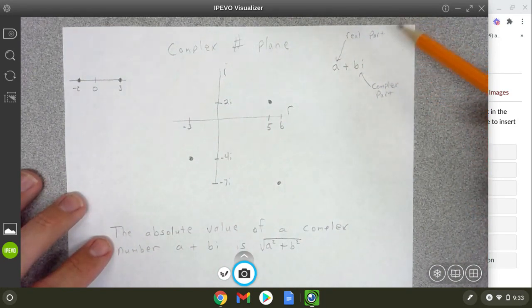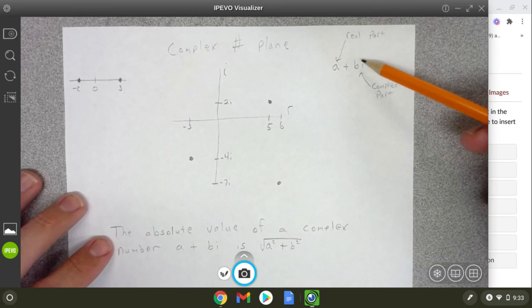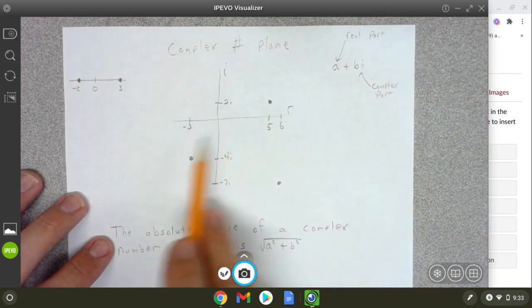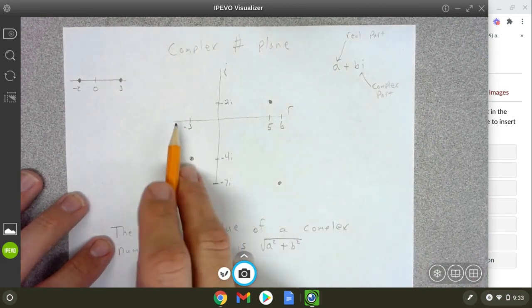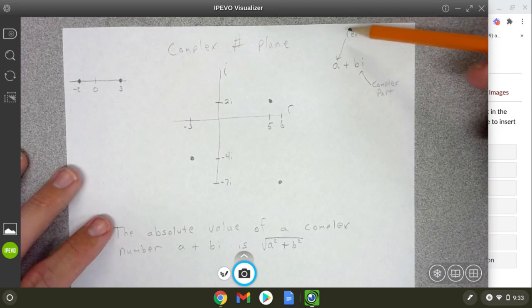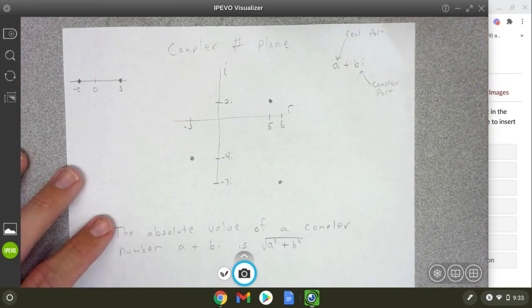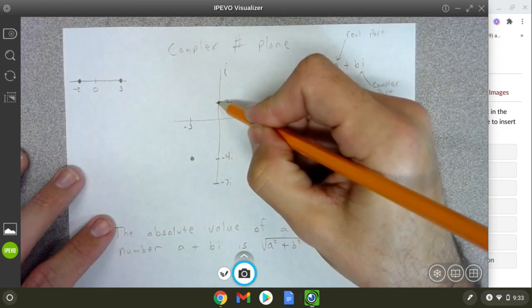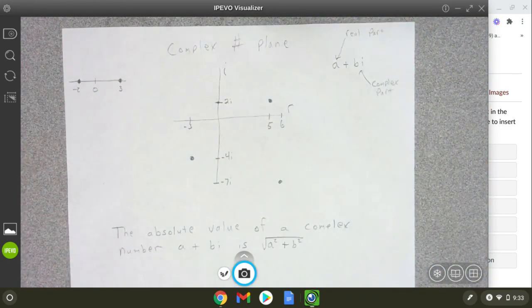So when the complex part, when the b is equal to 0, you just wind up with a number on the real number line. When the real part is 0, you wind up with something that's just on the imaginary line, like 2i. And that's how you represent these in the complex plane. But they're going to act just like ordered pairs, parentheses x comma y.